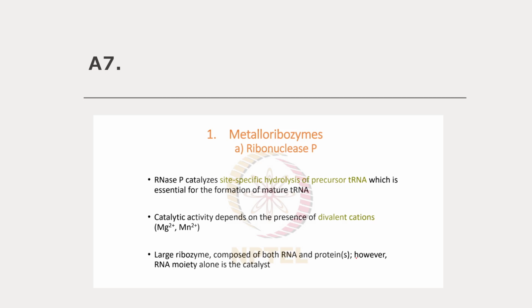RNase P catalyzes the site-specific hydrolysis of precursor tRNA, which is essential for the formation of mature tRNA. And catalytic activity depends upon the presence of divalent cations, for example magnesium and manganese. It is a large ribozyme composed of both RNA and protein. However, the RNA moiety alone is the catalyst, which I was saying, that RNA only acts as the catalyst, not the metal ion. Metal ions, for example magnesium and manganese, are required for stabilization of the ribozyme.